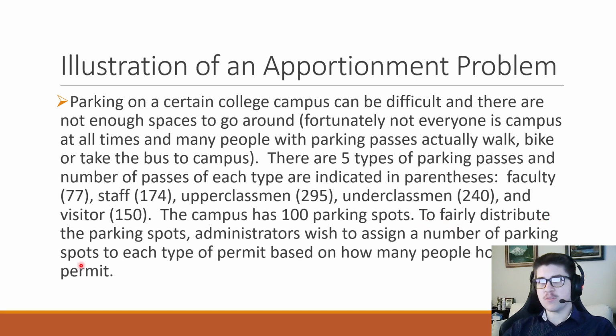It says to fairly distribute the parking spots, administrators wish to assign a number of parking spots to each type of permit based on how many people hold that permit. And this is the key idea behind apportionment: we have a certain number of objects to distribute to a bunch of different groups. How many objects does each group get if it was to be done? Again, the question is fairly. And as we've seen in the past couple chapters, fairness is not a black and white issue, and there are some issues that can arise when we actually look into what actually happens.